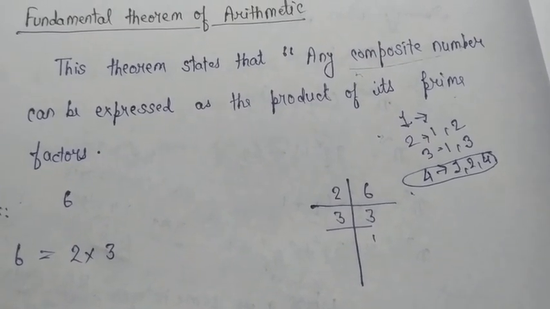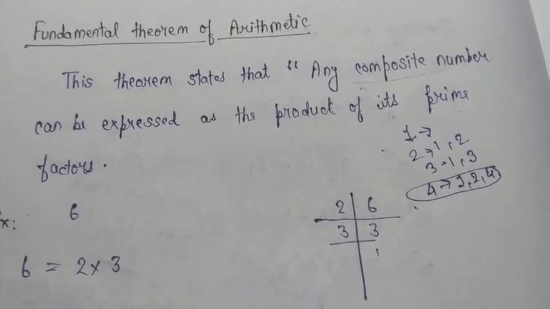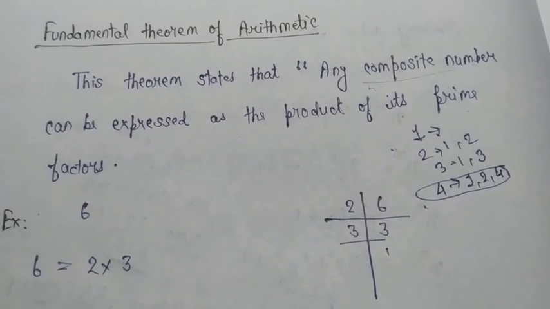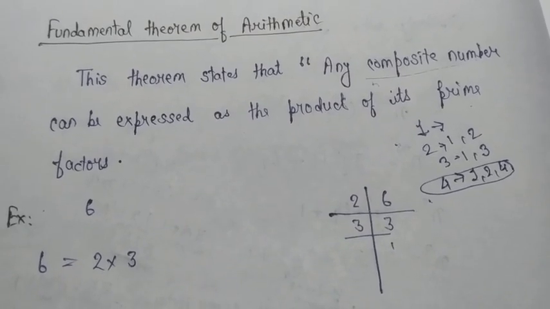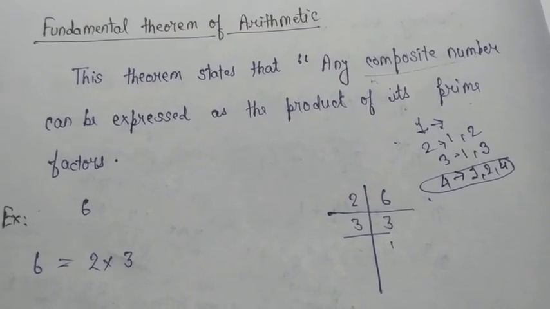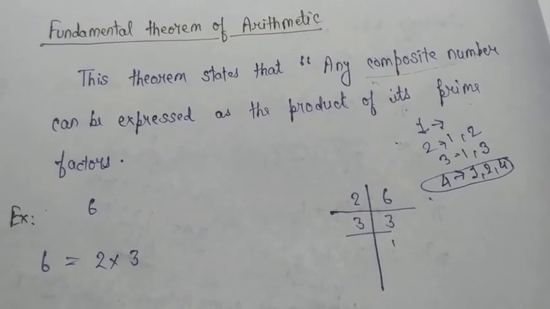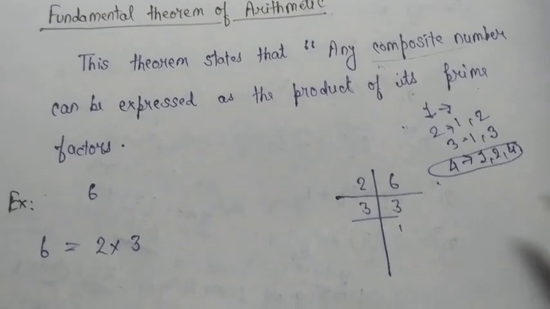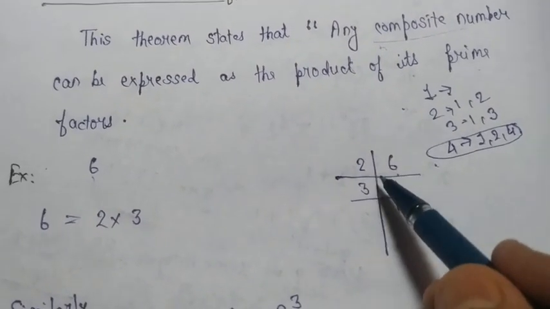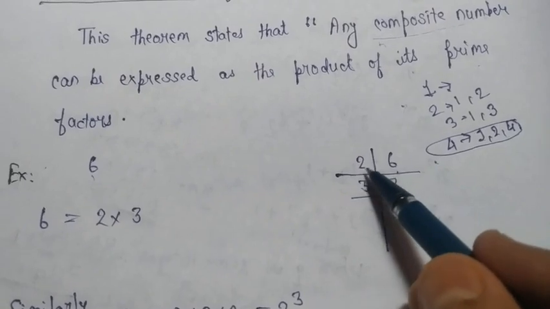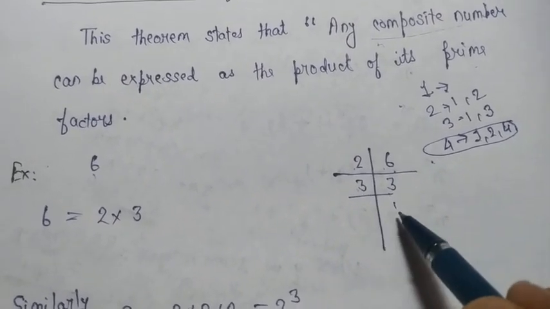So this statement implies that any composite number can be expressed as the product of its prime factors. कोई भी कंपोजिट नंबर को आप उसके प्राइम फैक्टर के प्रोडक्ट मीन्स मल्टीप्लाई के रूप में लिख सकते हो. For example, 6, I have written. So when you do the prime factorization of 6, what will you get? You will divide it by 2, so it will come 3, and after that 3, then it will come 1.